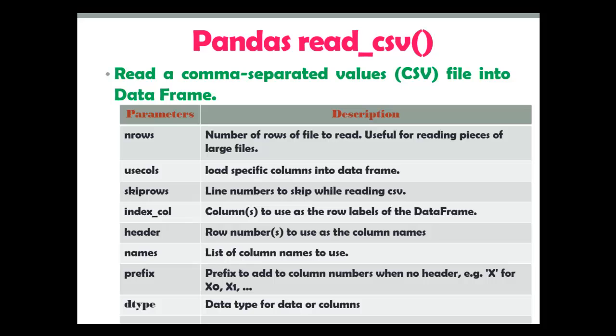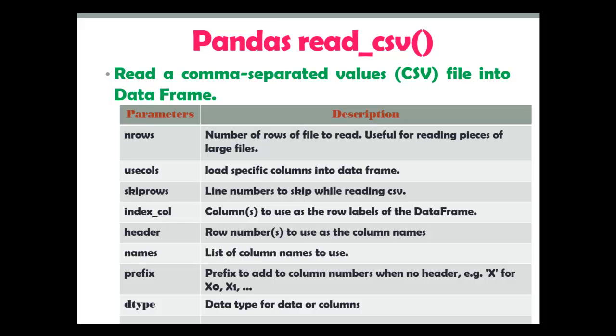So nrows is the number of rows of the file to read, useful for reading pieces of large files. Please remember, even before loading all the data into your RAM, it is always a good practice to test your functions and workflows using a small dataset. Pandas has made it easier to choose a precise number of rows. In most cases, for testing purposes, we don't need to load all the data. A small sample can do just fine.